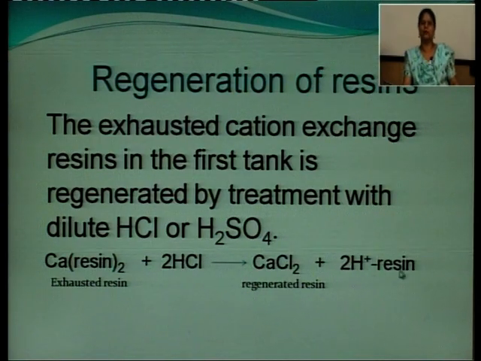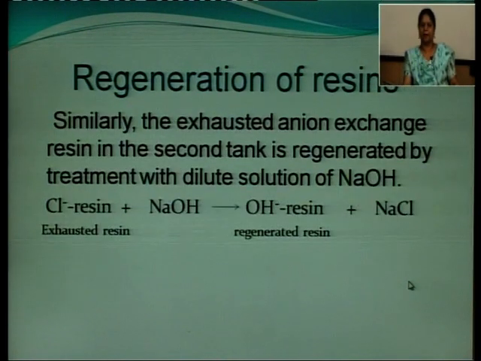It should be written over here. This is calcium chloride. Regenerated resin is obtained. Now, regeneration of the anion exchange resin is done by washing with a dilute solution of sodium hydroxide. When we wash it with sodium hydroxide, we get regenerated resin, that is anion exchange resin.